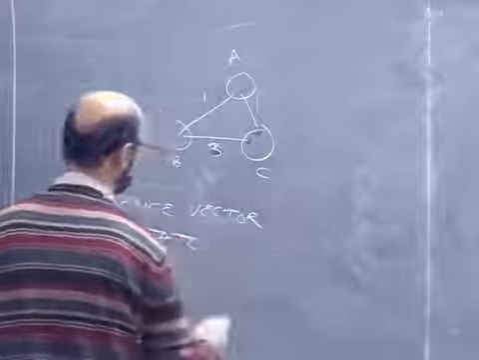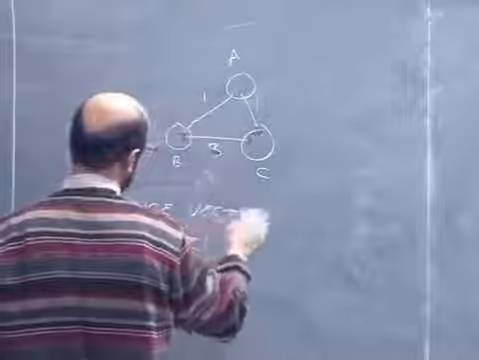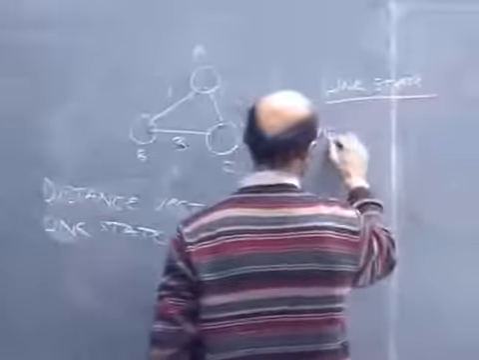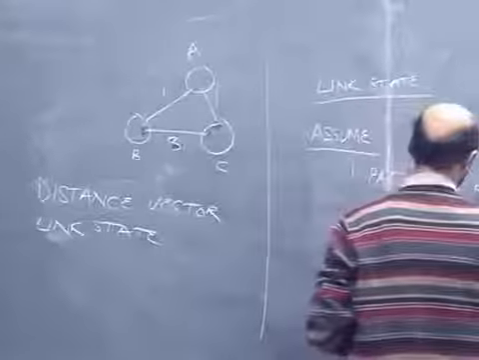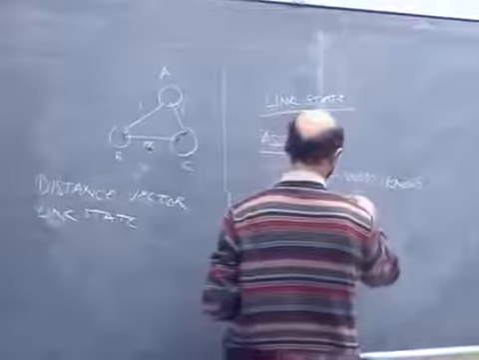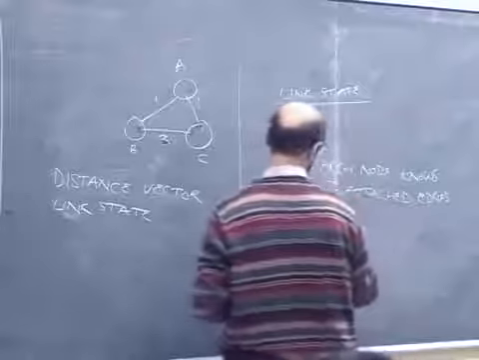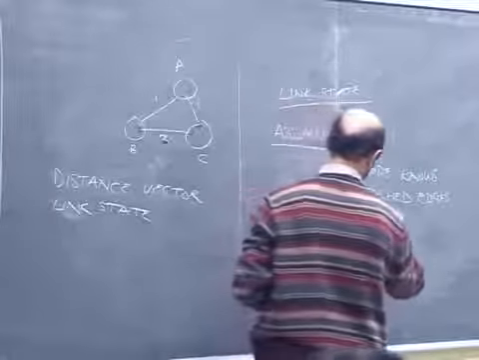Let's do link state first, it's easier to understand. Let's write this down. We've got to assume something. Okay, we're going to assume each node knows its attached edges and the nodes at the other ends. Okay, and two, we assume, for now, that links are bidirectional. We actually don't need this, but we just assume it for now because it makes it easier.